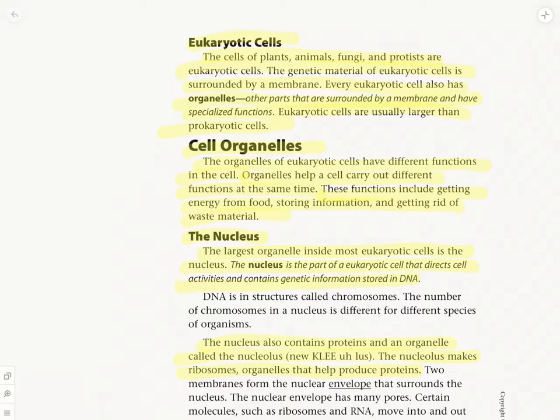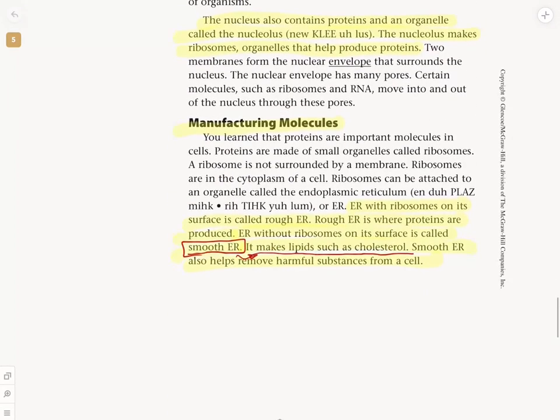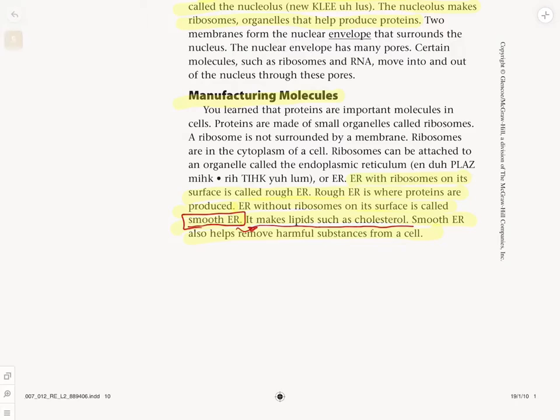Two membranes form the nuclear envelope that surrounds the nucleus. The nuclear envelope has many pores. Certain molecules, such as ribosomes and RNA, move into and out of the nucleus through these pores.